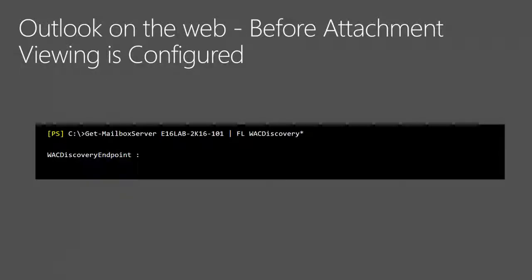Once you configure it, and you'll configure it by basically entering the URL for the Office Web App Server for the WAC Discovery endpoint property of the mailbox server. And this is a relatively recent change. Previously, when we started down this path, we had an org-wide WAC Discovery endpoint, so all servers would point to the same one. And we've since moved away from that. We're pointing to individual ones so that we're always pointing to one in our local site.